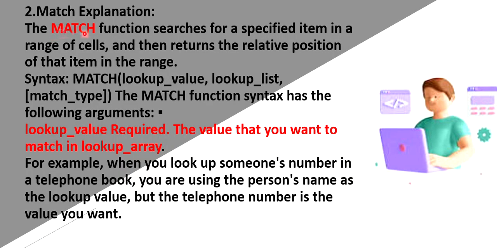Next is the match function. The match function searches for a specific item in cells and returns the index of that. That means when you want to look up a particular thing, you keep something as the key and check based on it. For example, when you look up phone numbers in a telephone book, we use the person's name as the value, and based on the name we check the phone number. Here also, we use a sales value or a product to check the matching item. It will return the match value. So let us see how it works.